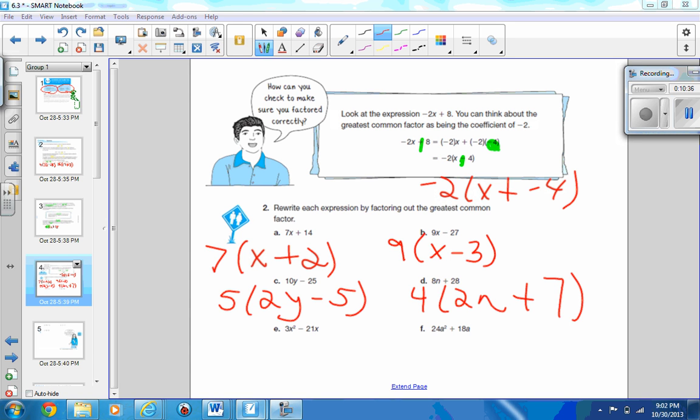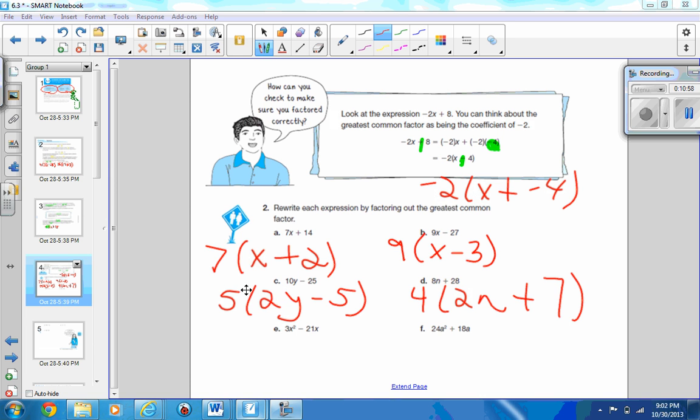Okay, so let's look at B, C, and D. I really want to look at C and D real quick. If you notice in C, it wasn't just the number in front of the variable, the coefficient, that we factored out, because 10 is not a factor of 25. Only 5 is the greatest common factor between the two.